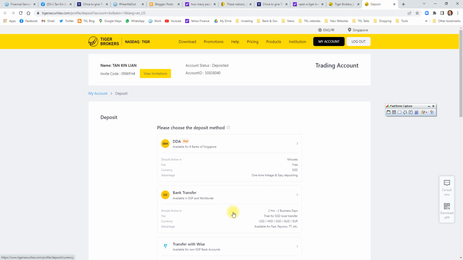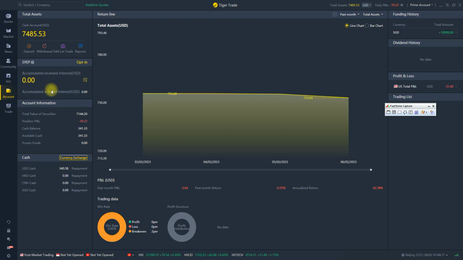I transfer $10,000 into this Tiger Brokers account, and after I make the transfer, the money goes into my account. It's actually in Singapore dollars, so I need to go through here, currency exchange. So I exchange from Singapore dollars to US dollars, and then the US dollars is used to pay for what I bought.